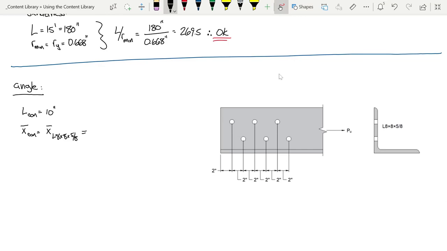There we go. Okay, so this is 2.21. And so I got that from table 1-8. Maybe I should put that here. So I propose that U2 is 1 minus X bar over L, which is 0.779. Okay? Now before we leave, because I know we're running short on time, so I'll be quick.